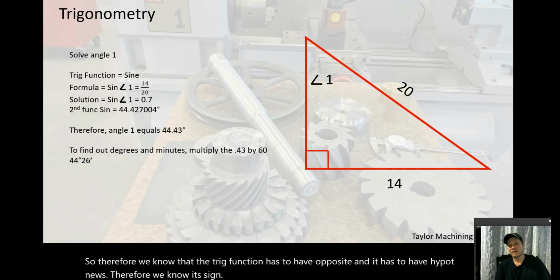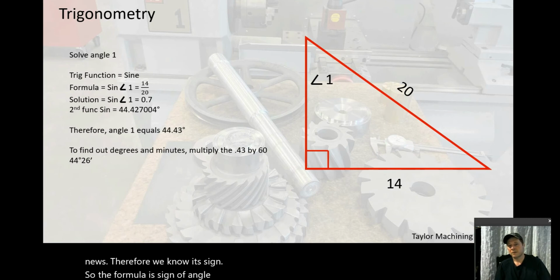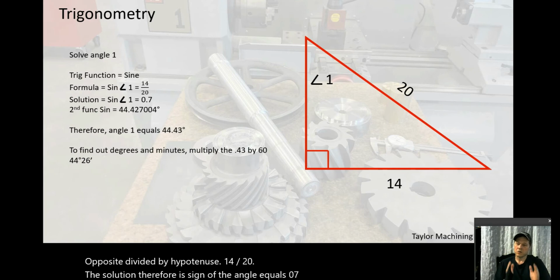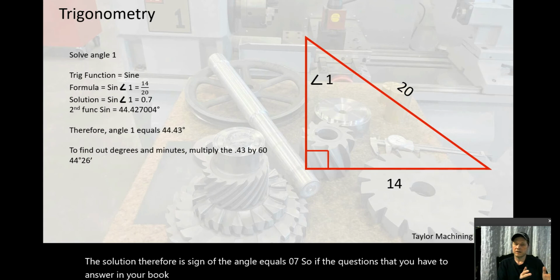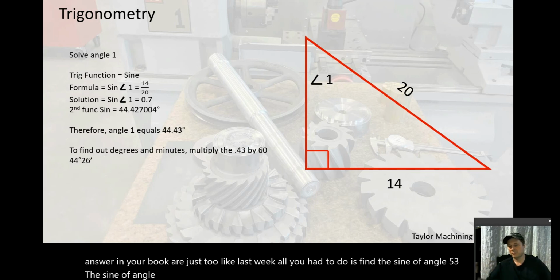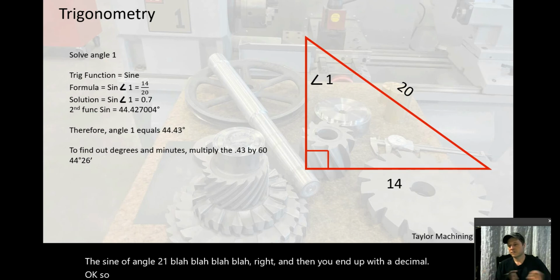So the formula is sine of angle 1 equals opposite divided by hypotenuse, 14 divided by 20. And the solution, therefore, is sine of the angle equals 0.7. If the questions that you have to answer in your book are just, like last week, to find the sine of angle 53, the sine of angle 21, and so on, then you end up with a decimal. If that's all it wants, great. Round it to the proper number of decimals and you're done.